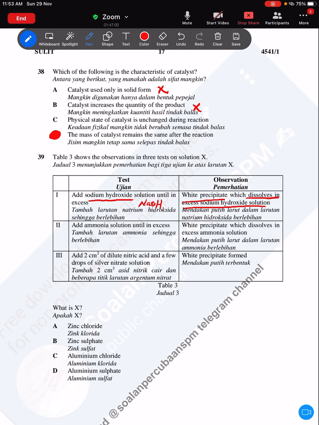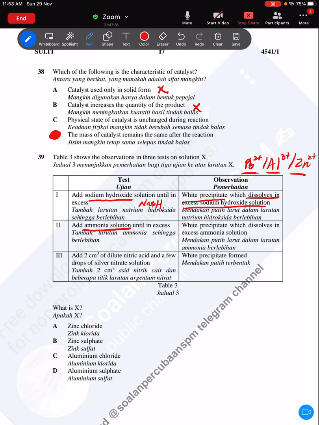Wait guys. What are the things that we have? It could be Pb2+, Al3+, Zn2+, or Mg2+. They say the precipitate dissolves. If it dissolves, it is not magnesium. So these three remain. Based on these three, look at the next one.